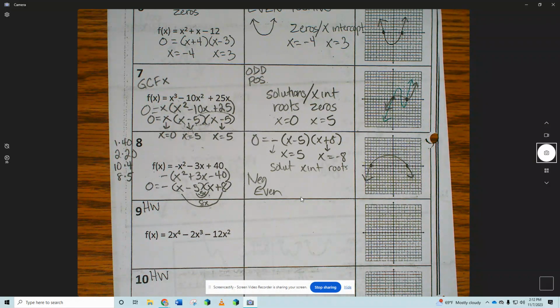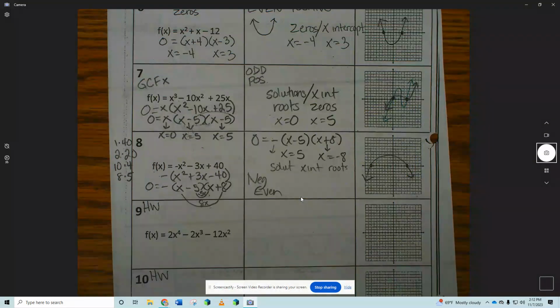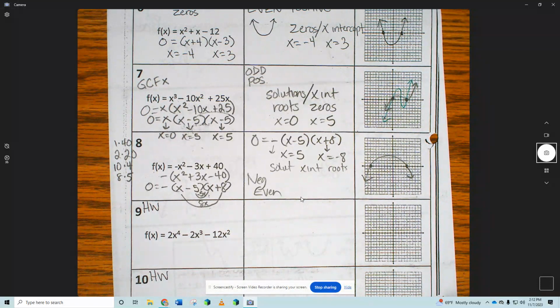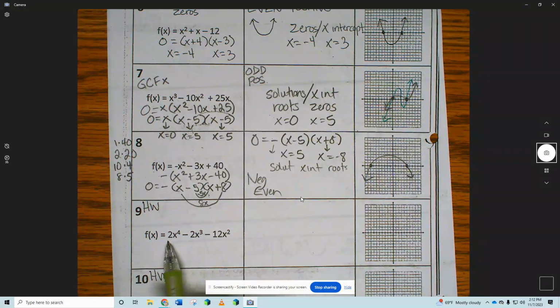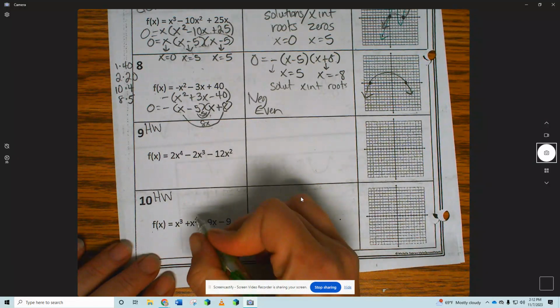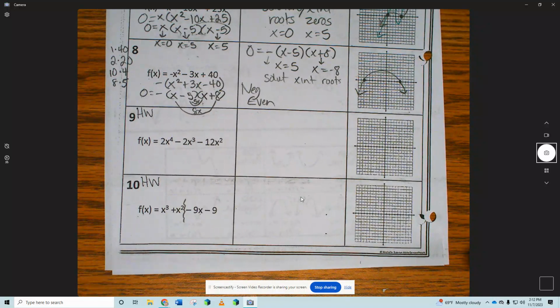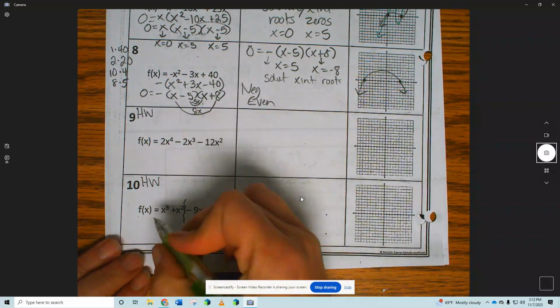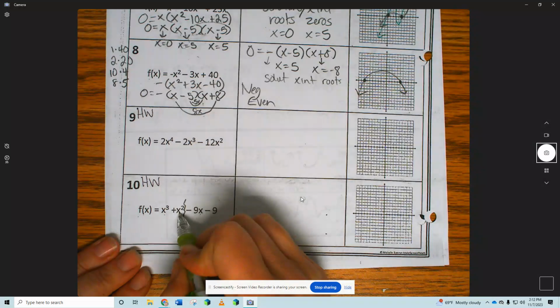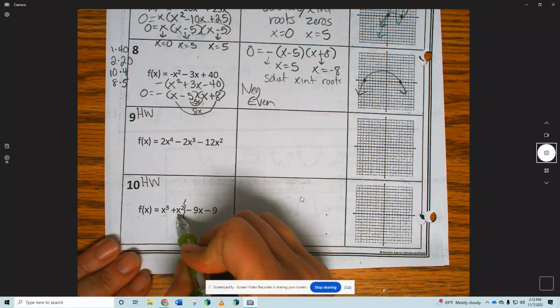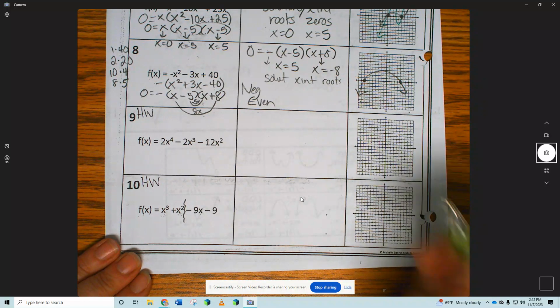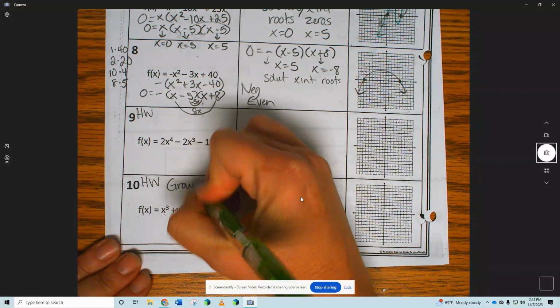Okay, so you have to do 9 and 10 for homework. I want to let you know there's a lot to GCF out for number 9, right? And on number 10, it's factoring by grouping. So let me do the first step on the grouping one. Look at the first 2. What can you take out from the first 2? Grouping, guys. There's 4 terms. Yeah, I can take out x squared.